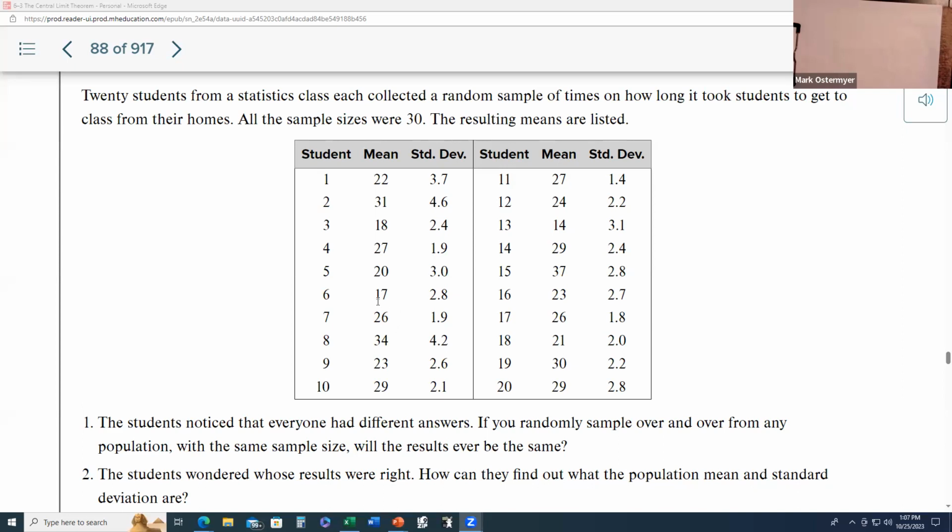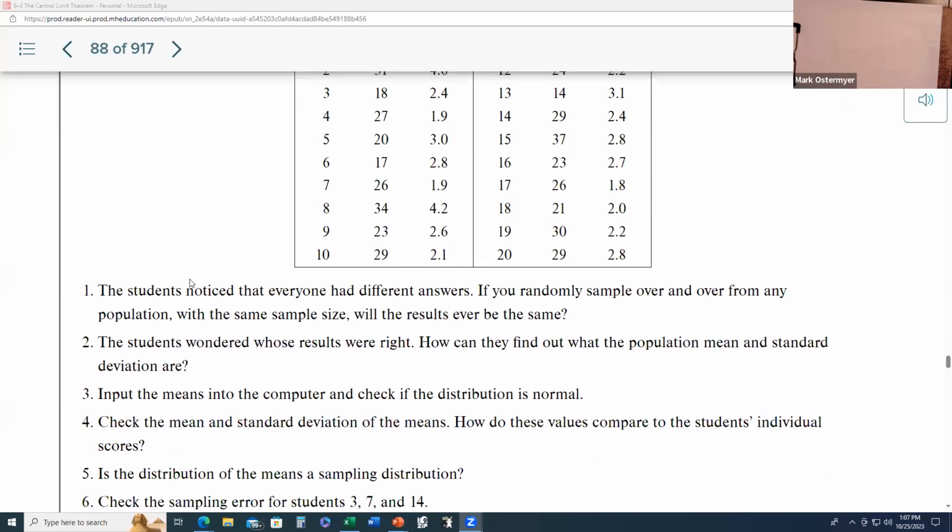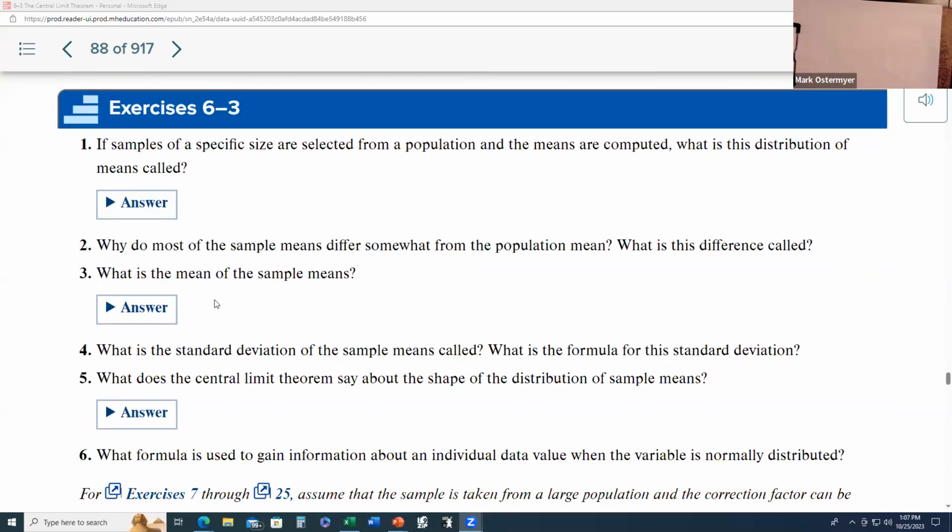I don't really have any measure as to how close or far away an individual sample mean is from the actual unknown population mean. And that's true for any one of these 20 sample means. They're all different. Some of them are a little closer to the population mean. Some might be far away from the population mean. That's because of sampling error.